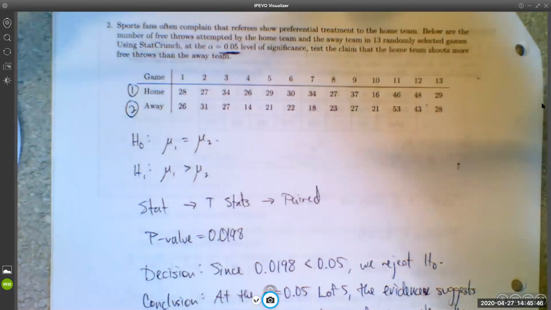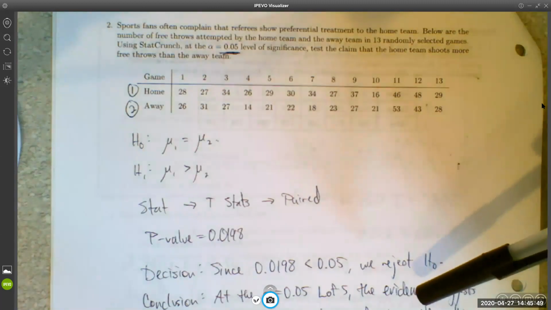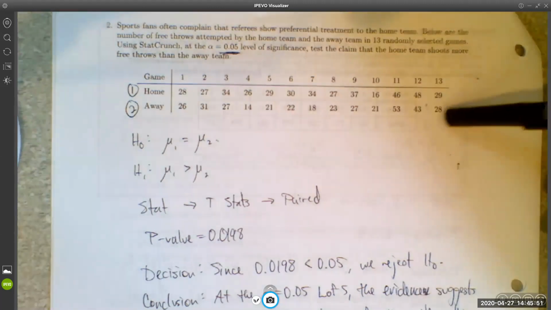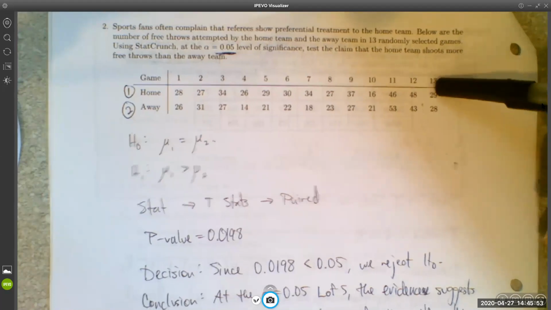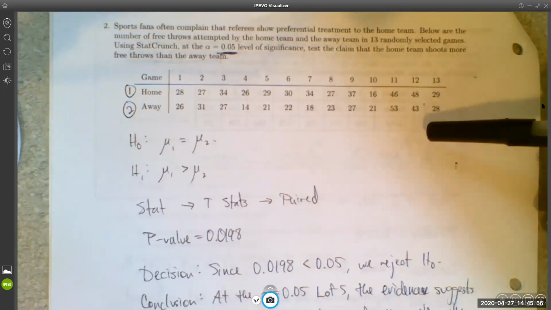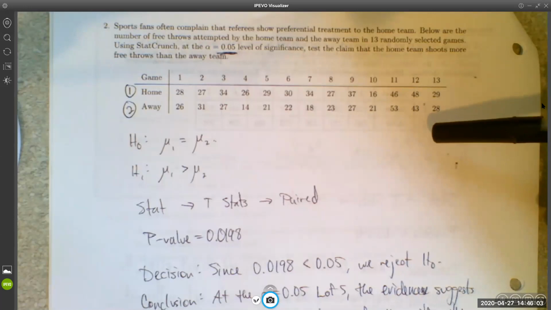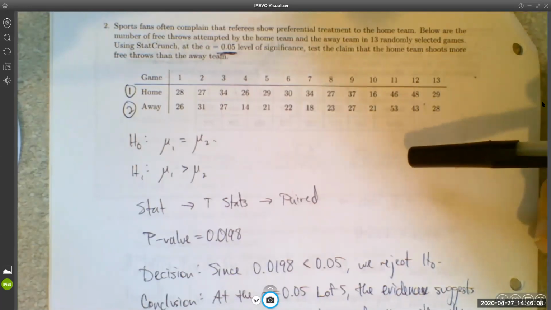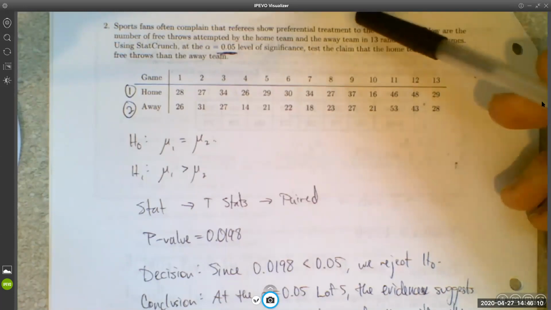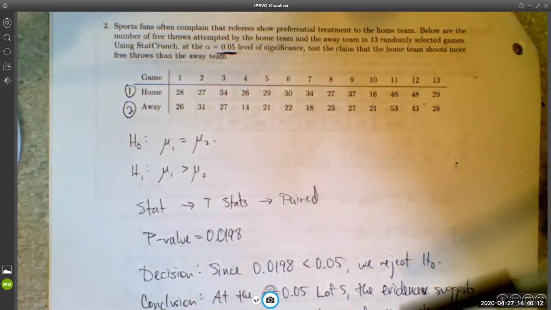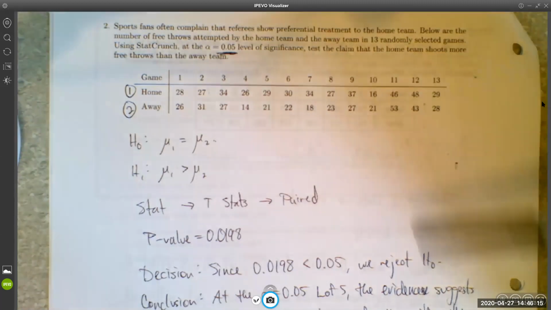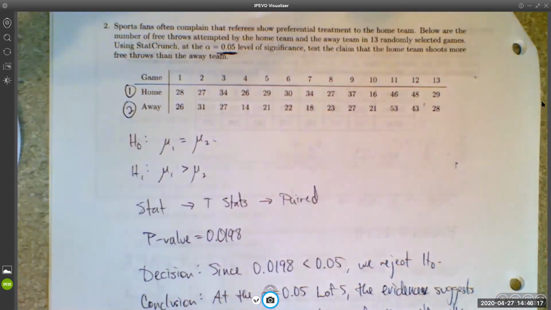You could say, yeah, this definitely shows that that's true because the refs are calling fouls on the away team a lot more often than they're calling fouls on the home team. However, it could just be that the refs are being perfectly fair, but that for some reason away teams are more aggressive than home teams, right? So you actually still really can't answer that first question. You do kind of have some evidence to support that claim, but you can't say definitively that referees show preferential treatment.